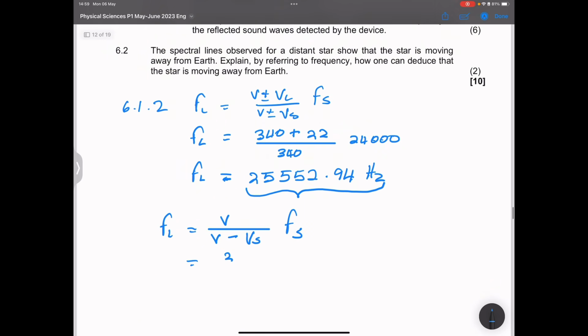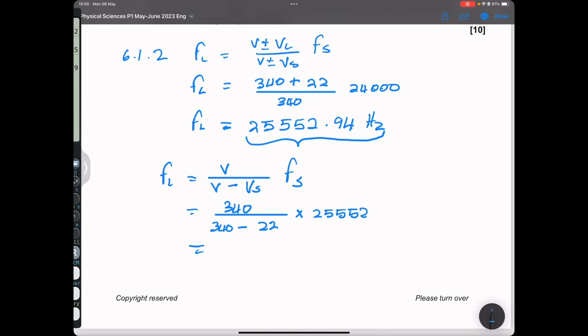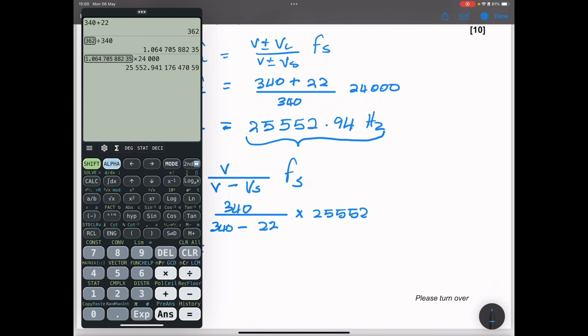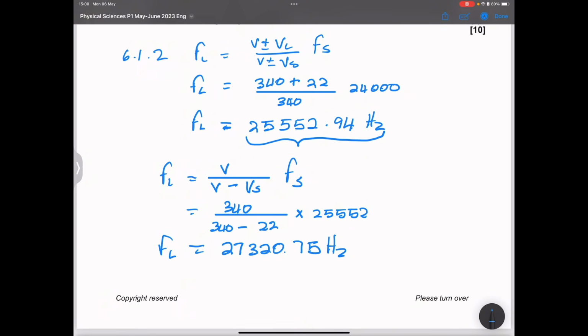So we're going to say that's 340 divided by 340 minus, now in this case, please note, the car is moving at 22 meters per second, multiplied by 25,552. We're going to do exactly what we did before. I'm going to put that in brackets, 340 divided by 340 minus 22. So the detected frequency would be 27,320.75 hertz. So that is what the receiver would actually detect.